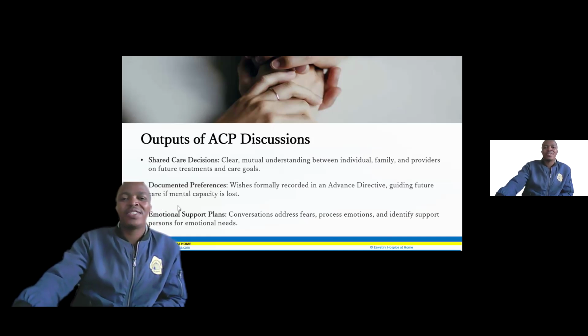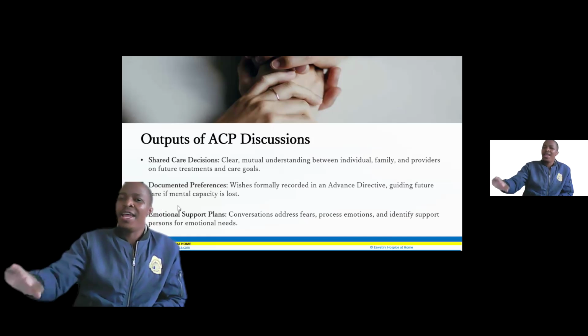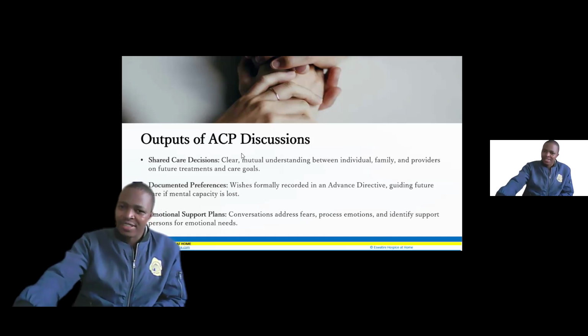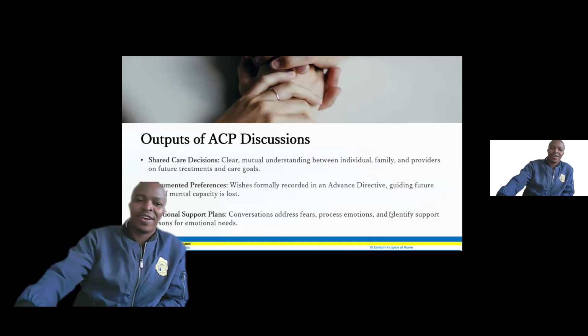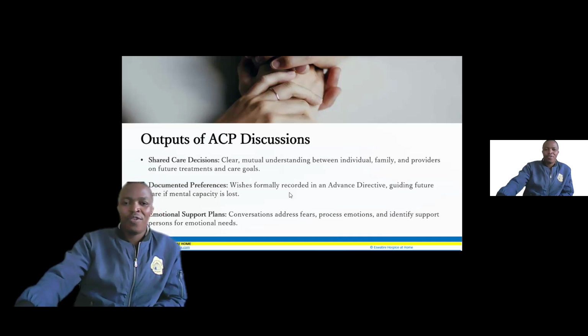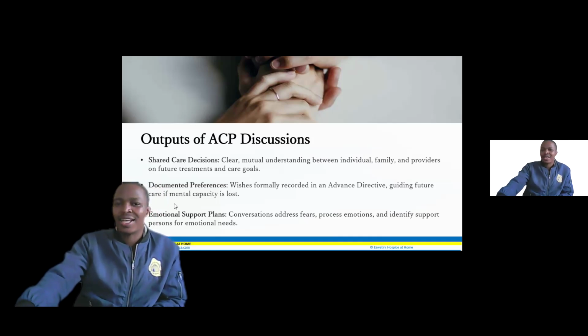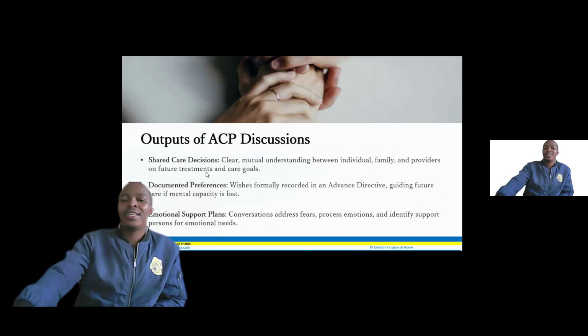Another output that we have is the emotional support plans. If we know the preferences of the patient ahead of time, we will then develop supportive plans and help those people handle those challenges. So the conversation addresses our fears, processes emotions, and identifies support for the person's emotional needs. So these are the outcomes. The reason we're saying let's discuss this is because of these outcomes. They are very beneficial to the patient and they also help us as clinicians.